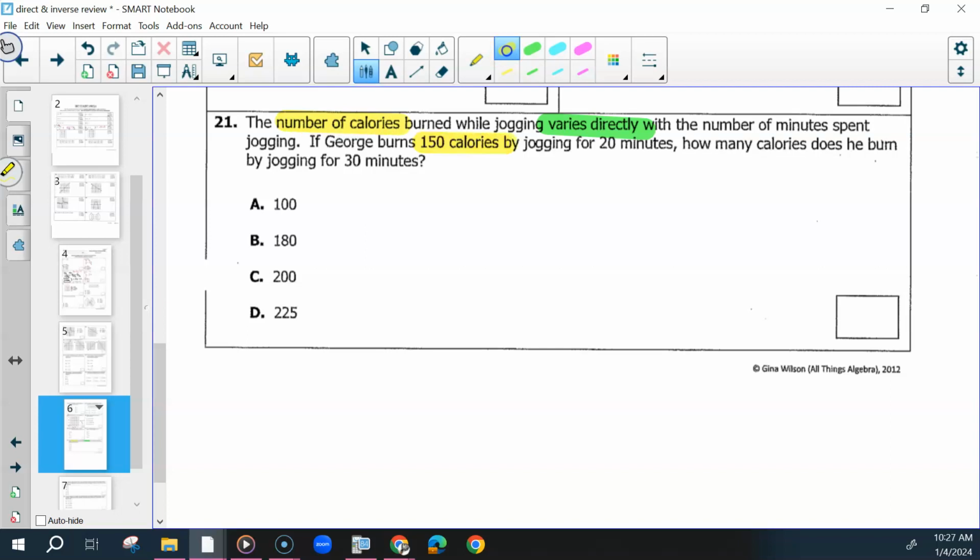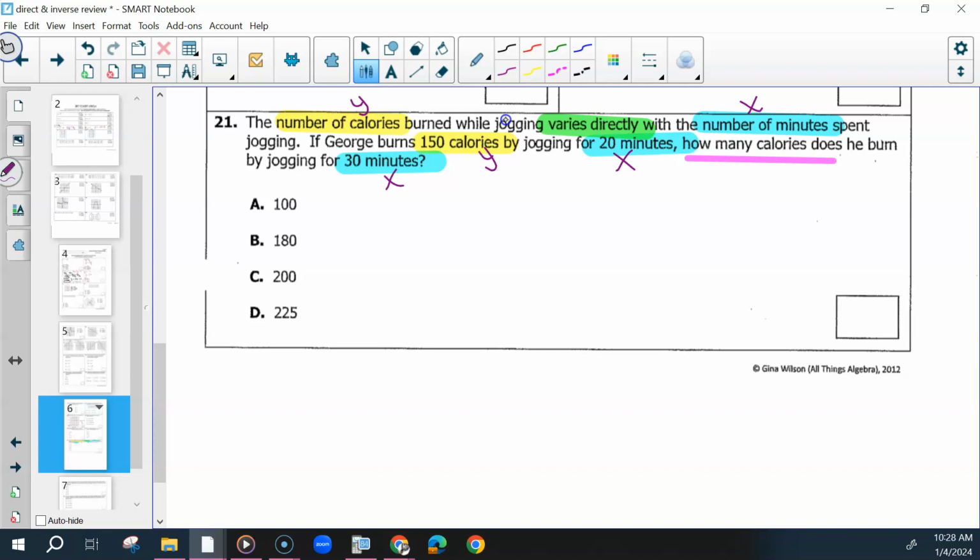Number of minutes, the 20 or 30? 20 minutes. How many calories? So if we were to put variables to this, number of calories would be which variable? Y. Whatever comes first is always your y, whatever comes second is x. So then you can go through and label the rest. Calories is y, minutes is x.